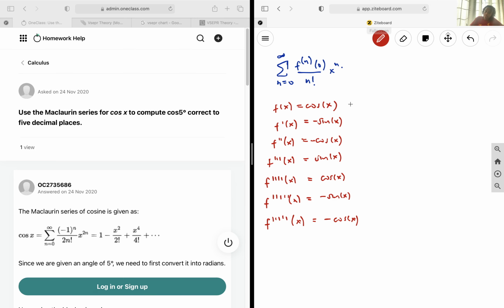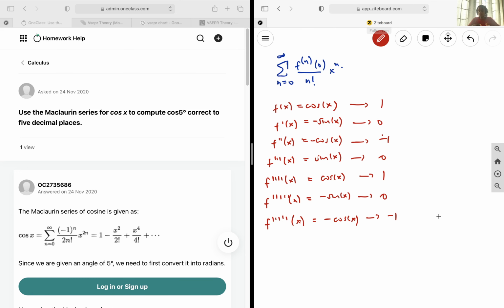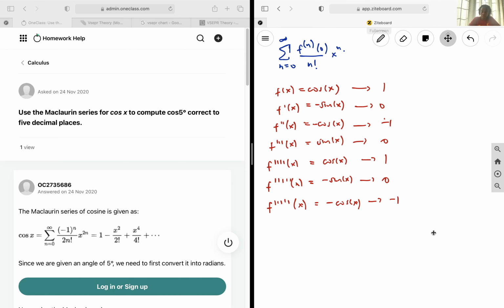Okay, so evaluated at 0, this is going to be 1. This is going to be 0. This is going to be negative 1, 0, 1, 0, negative 1. So you see we're just basically going through another series. And so now let's write this out in order to fill in our values.